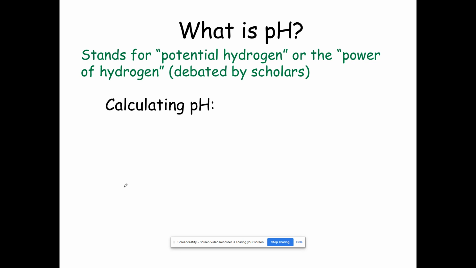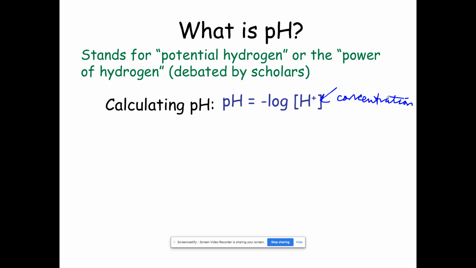So this is a formula to calculate pH, not on the Regents anymore. It could be familiar, and could be important if you are going on to higher level chemistry. To calculate pH, you take the negative log of the H plus concentration. Remember that these brackets mean concentration.